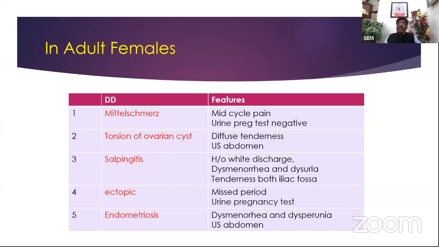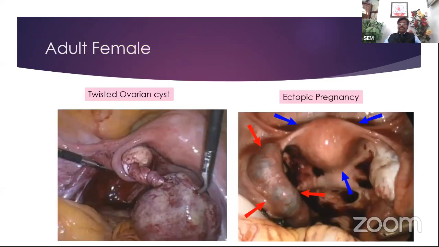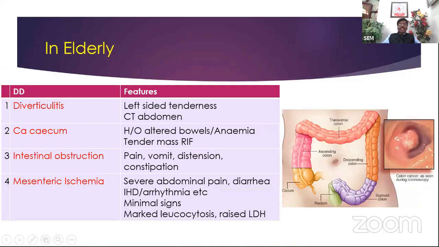Most of them, if you take a good menstrual history, you will be able to make a diagnosis. Here is a very typical torsion of the ovarian cyst. Here is an ectopic pregnancy with a swollen tube. You can see all the contents of the conception extruded, with blood in the pouch of Douglas. You can easily see that.